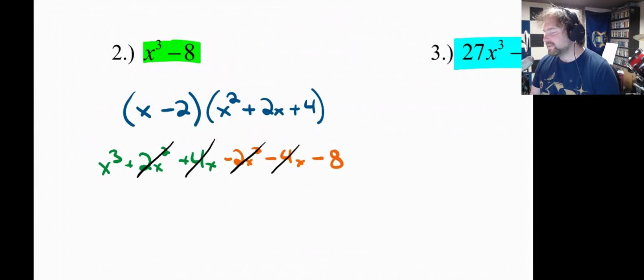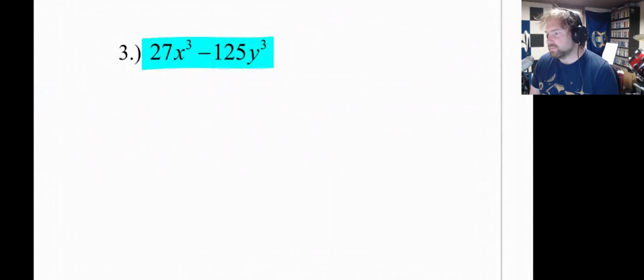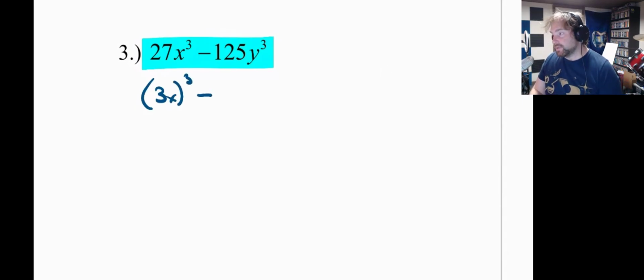See how that works? It's pretty cool, actually. Now, number 3 is about as challenging as we can make these kinds of problems. The puzzle here at the front is, what are the things that are being cubed to give us 27x cubed and 125y cubed? So you might be aware 27 is actually just 3 to the third power. So this is 3x to the third power minus, and then again, you might also be aware that 125 is 5 to the third power.